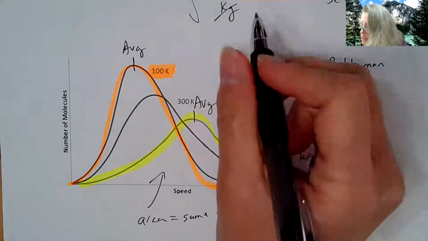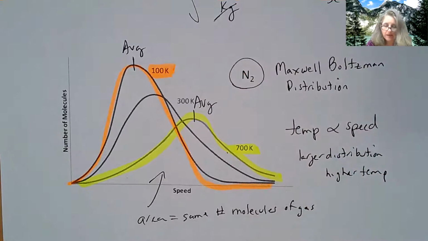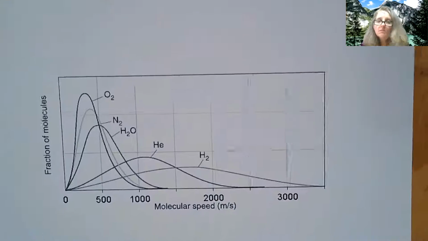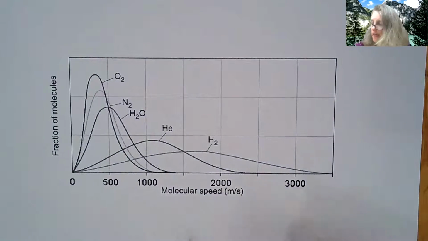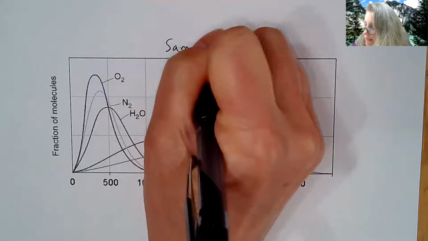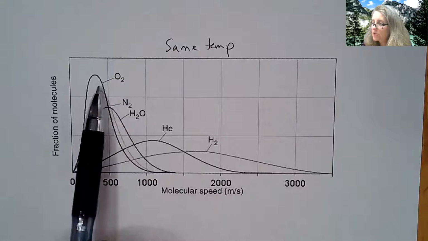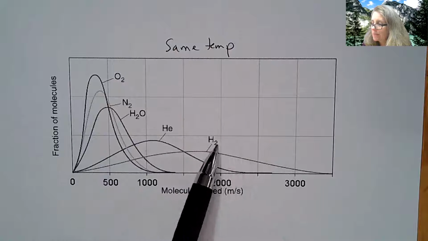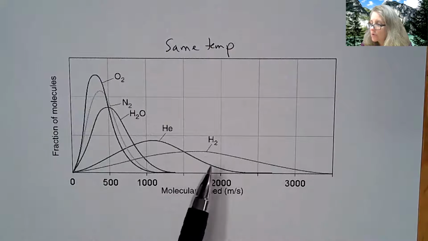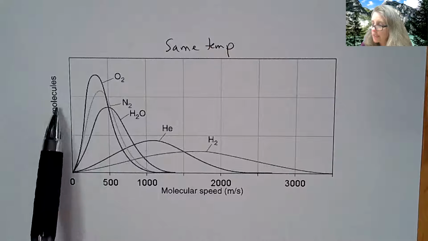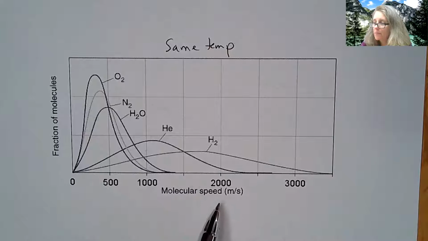Okay, so this is, again, one gas only. But we could also look at multiple different kinds of gases. So we are assuming in this next graph that everything is at the same temperature. So I have oxygen, nitrogen, water, helium, and hydrogen. And again, these are all Boltzmann distributions. So it's, again, fraction of molecules versus molecular speed, and it's showing you meters per second for this.